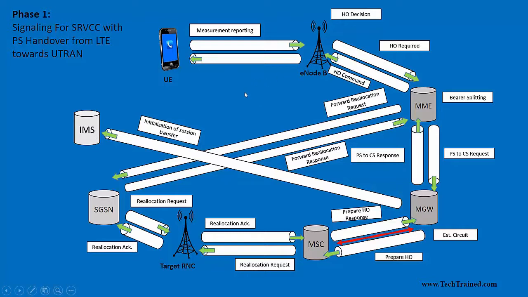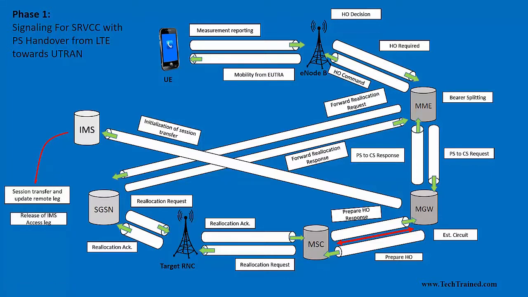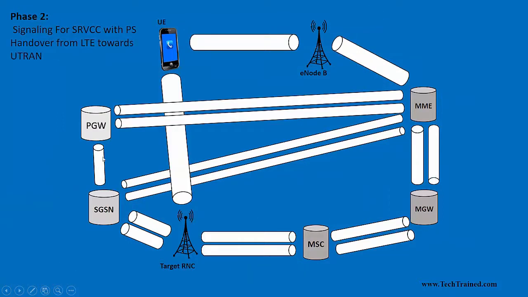Now, while that is being done, what about the IMS? In the meantime, IMS is getting ready to transfer that session, as I mentioned, and update its remote leg, and also it is getting ready to release the IMS access leg for the session which is running with the LTE. It should remove or release the IMS access leg from LTE and transfer it towards the UMTS side. So that is phase one. What about phase two? In phase two, things will happen pretty quickly.